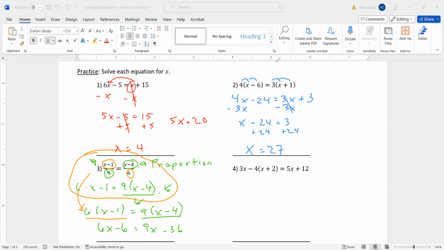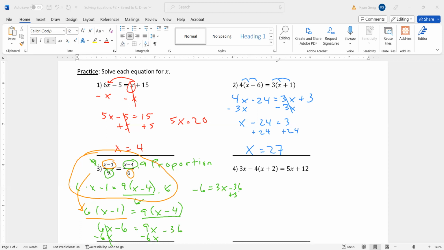Again, I'm going to keep this positive, so I'm going to move the 6x to the other side. You won't have to keep it positive. It just makes life a little easier. So I get negative 6 on the left. 9x minus 6x is 3x minus 36.